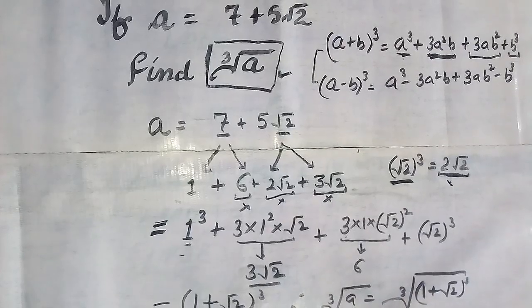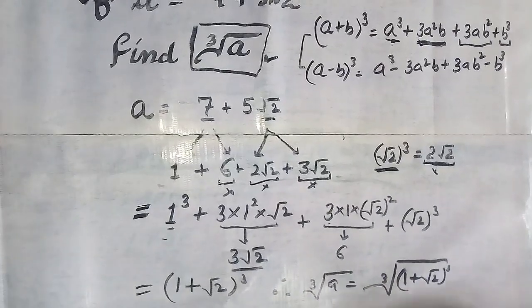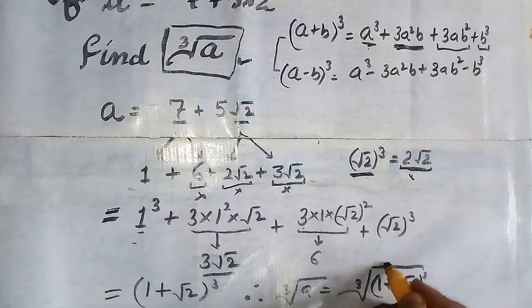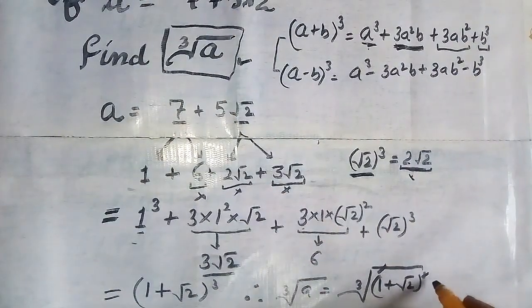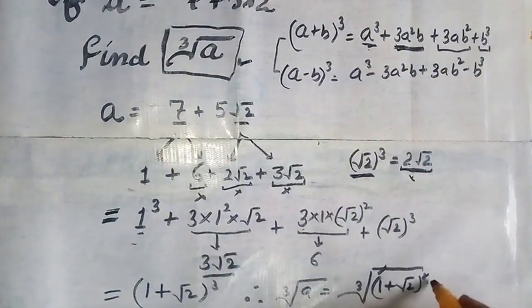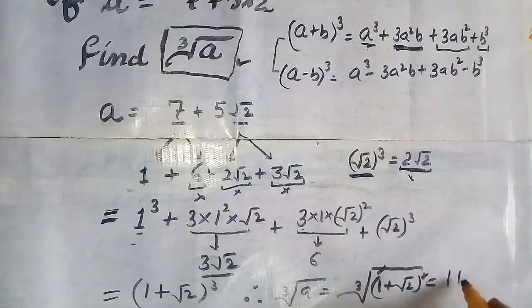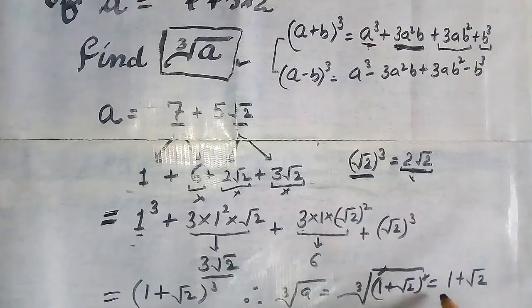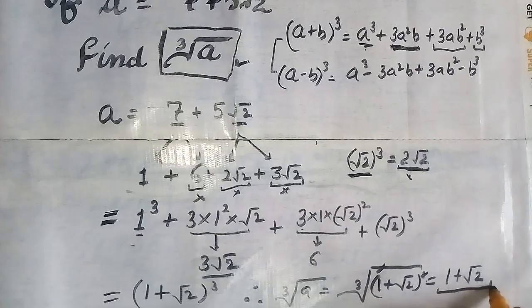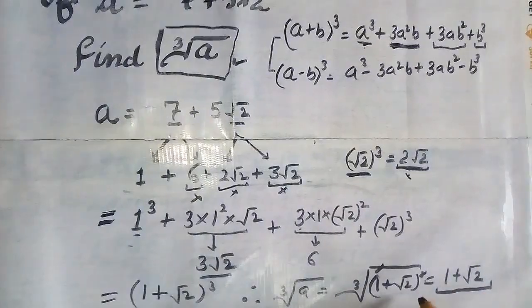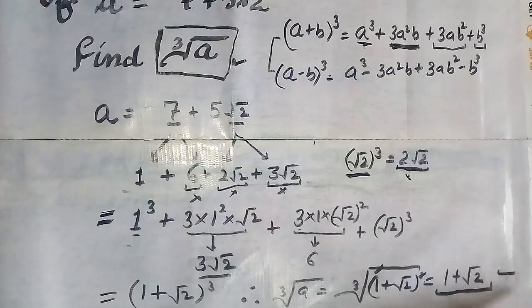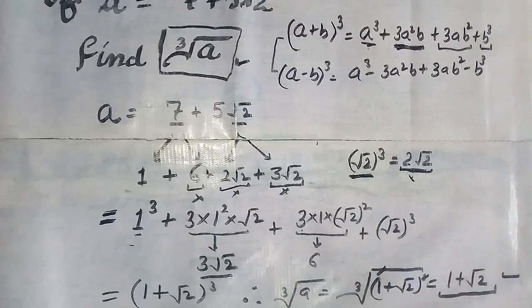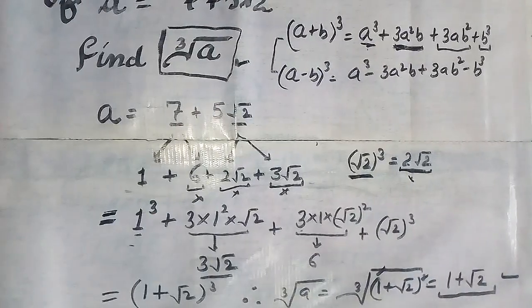And the cube root can be cancelled because cube root means raised to the power 1 upon 3, and 3 multiplied by 1 upon 3 is 1. So it will equal 1 plus square root of 2, which is your required answer. Remember one thing: in such a situation, the cubic identity is the best method.